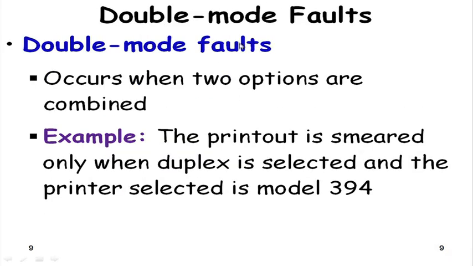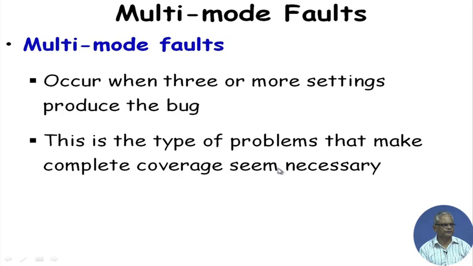A double mode fault or a two-way fault occurs when two options are combined. For example, the printout gets smeared only when duplex is selected and the printer model is 394. Only when two of these parameters have specific values, the problem occurs. For no other combination does the problem occur. In a multi-mode fault, specific settings for 3 or more parameters cause the problem.